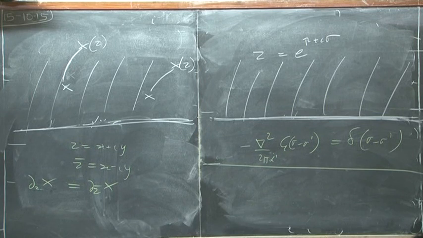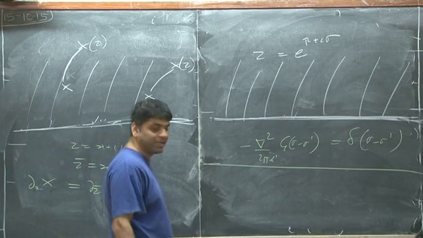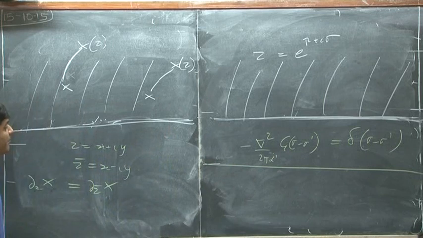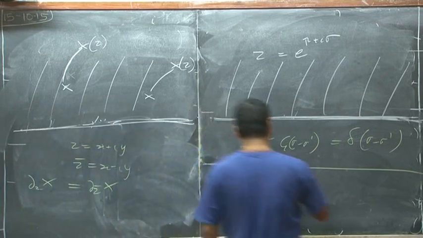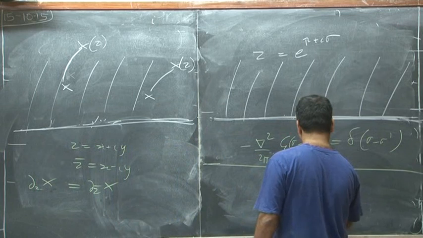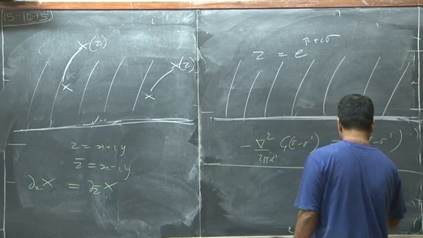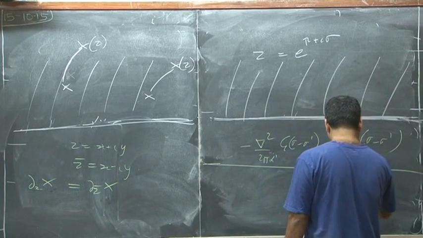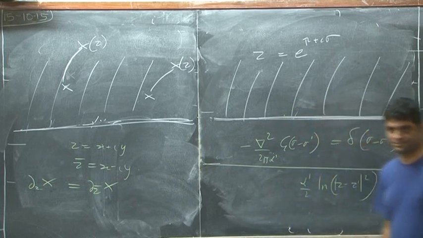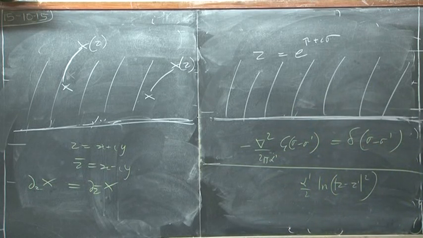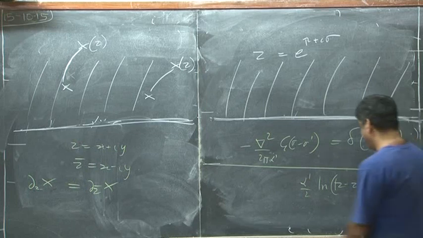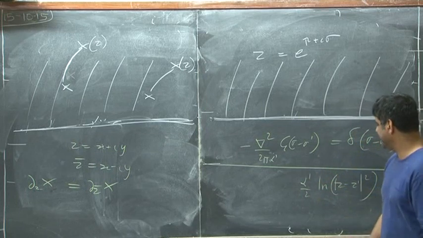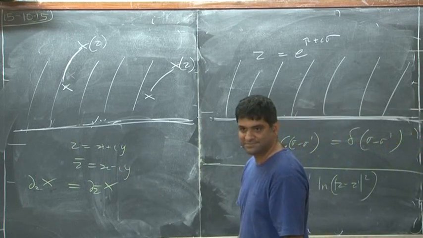Writes the answer with a minus. So here's the equation. Okay, so we had earlier said that the solution was alpha prime by 2 log of |z minus z prime| squared. Okay, but now if we take this object and we differentiate it.